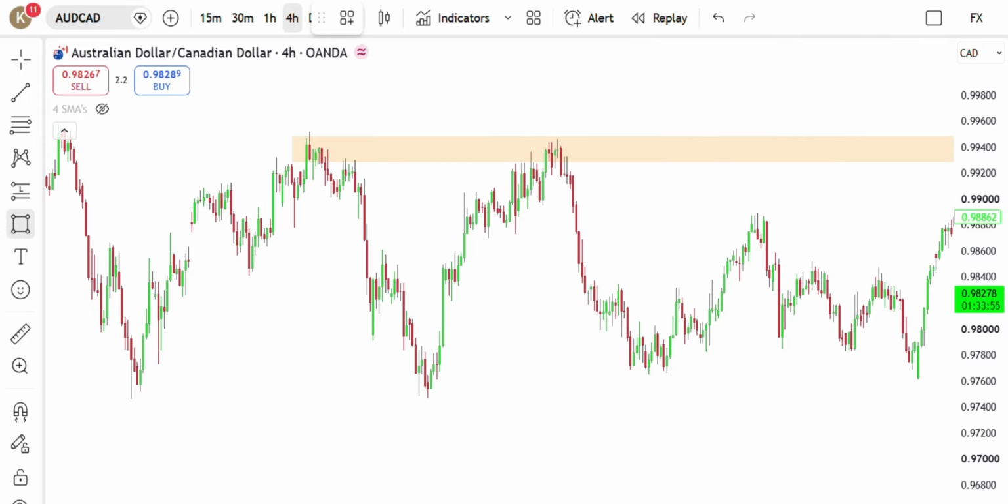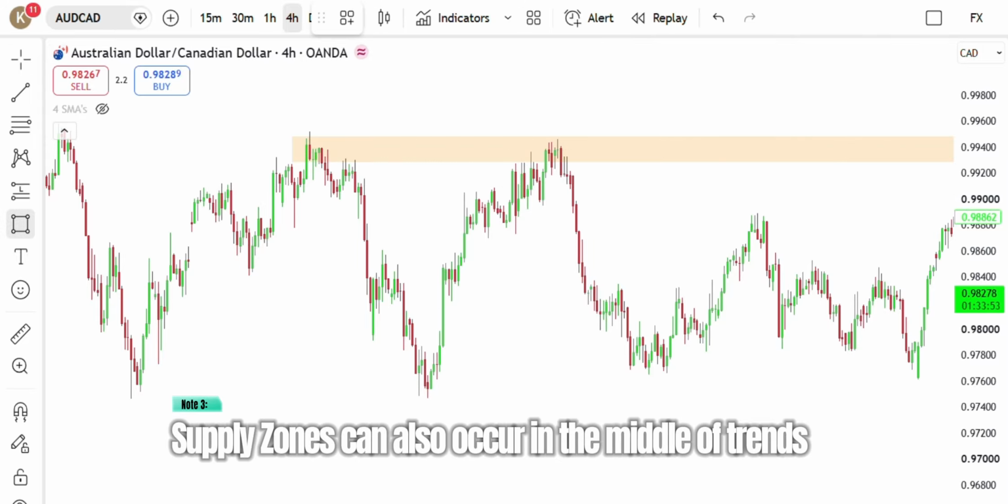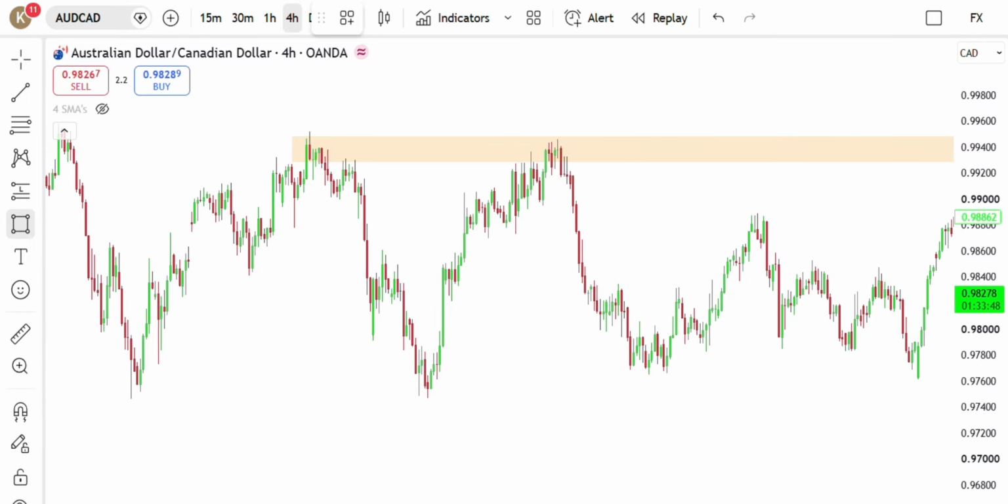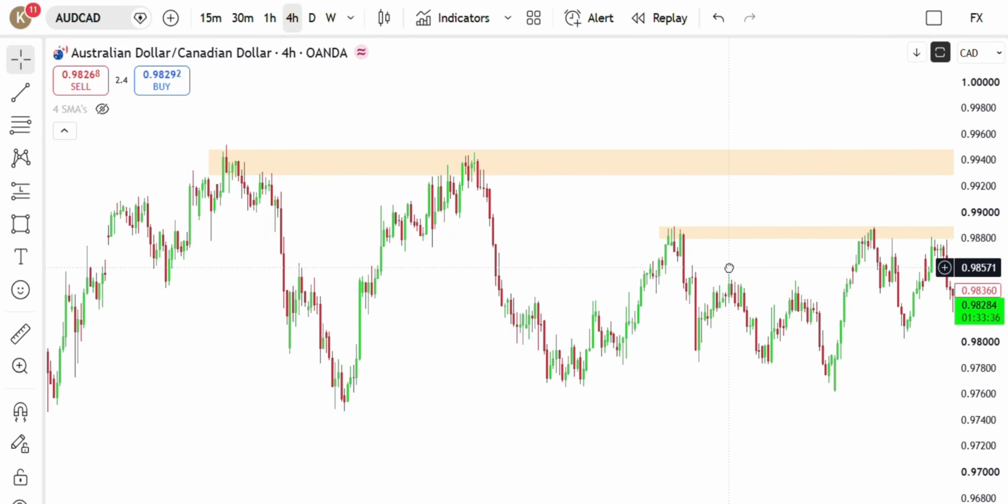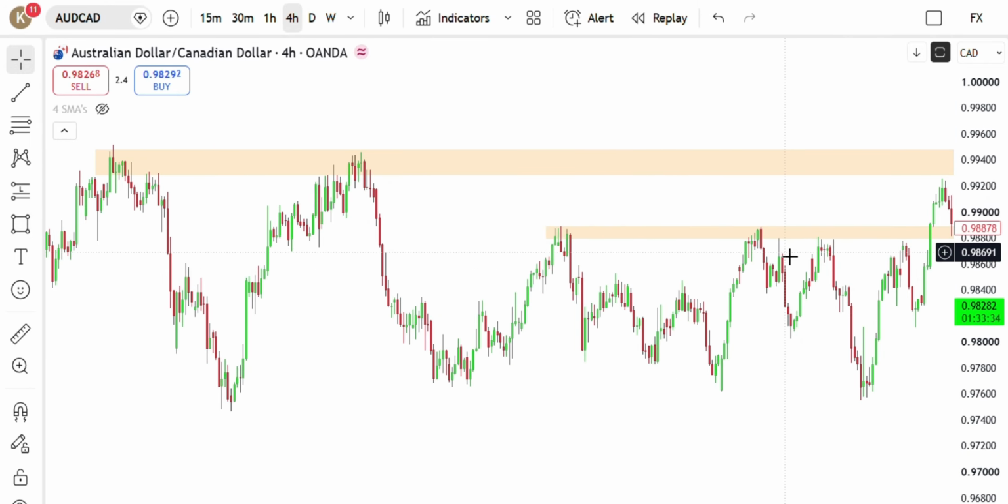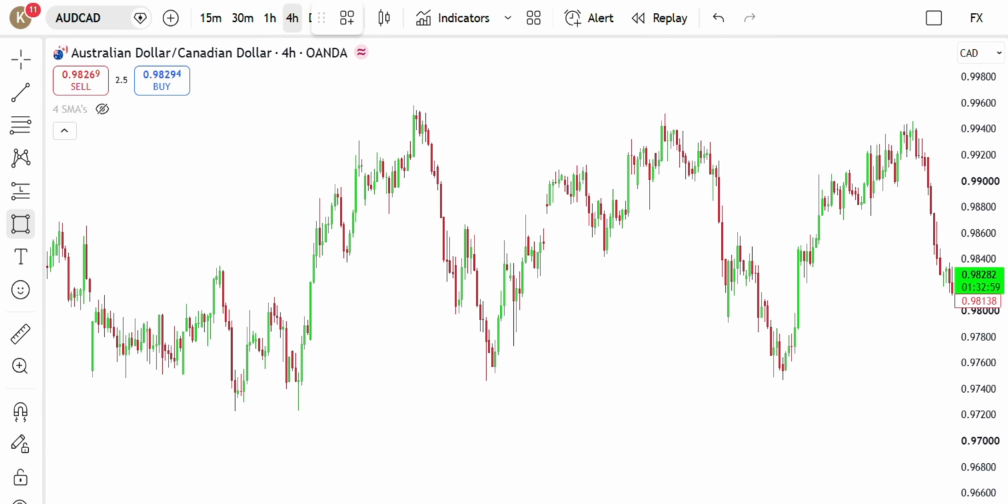However, supply zones can also occur in the middle of trends and is an excellent way to determine where to enter trades, as institutions will have sell limits in place. For example, we see a small period of consolidation followed by a strong move downwards. We mark this up and scroll to the right. We see another big sell-off. Again, this shows that buyers are not willing to enter at this price.